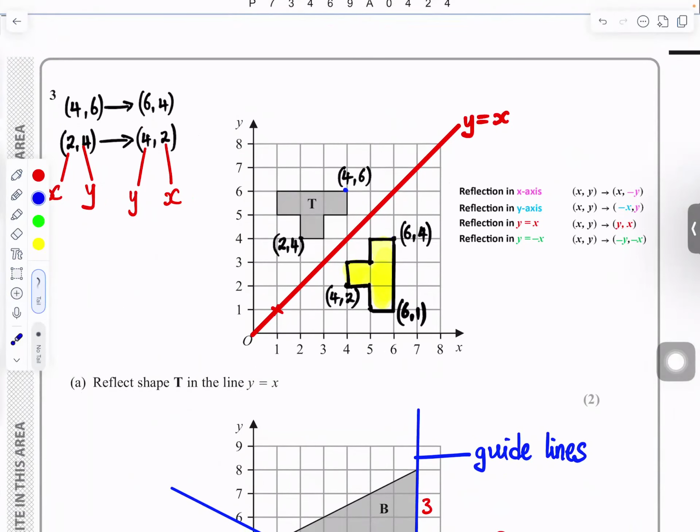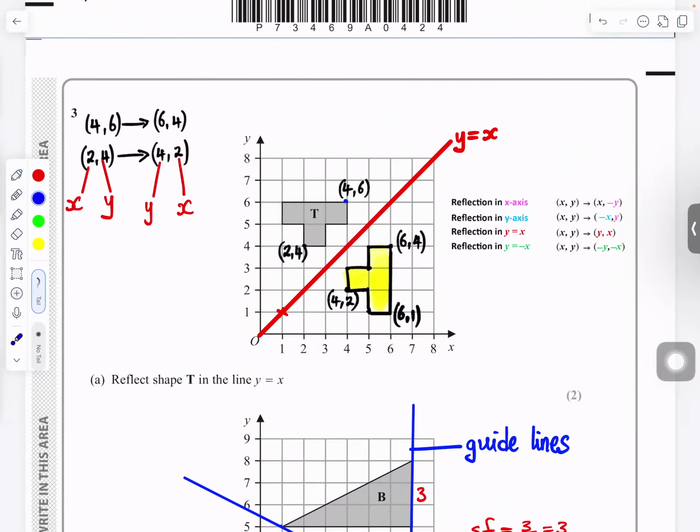So when you reflect on the line y equals x, you had x and y. Look on the left corner there. It becomes y and x. So 2, 4 becomes 4, 2. Look at the next point. 4, 6. When you reflect it, it becomes 6, 4. 4, 6 becomes 6, 4.